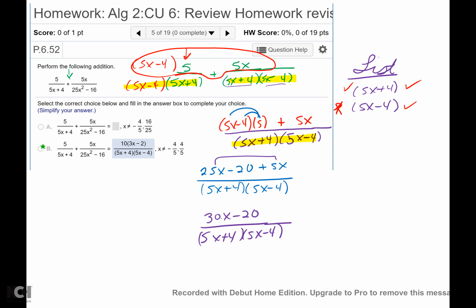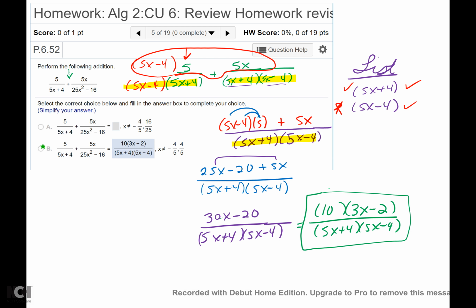Now I'm going to see if I can factor it. Two terms, if I can do anything, is a GCF times what's left. They have a 10 in common. If I pull a 10, I get 3x minus 2. And on the bottom I get 5x plus 4 times 5x minus 4. Nothing cancels, so in factored form, that's my solution.